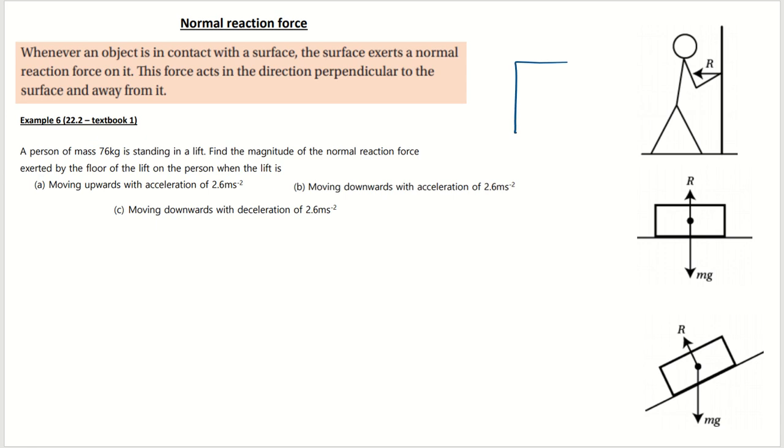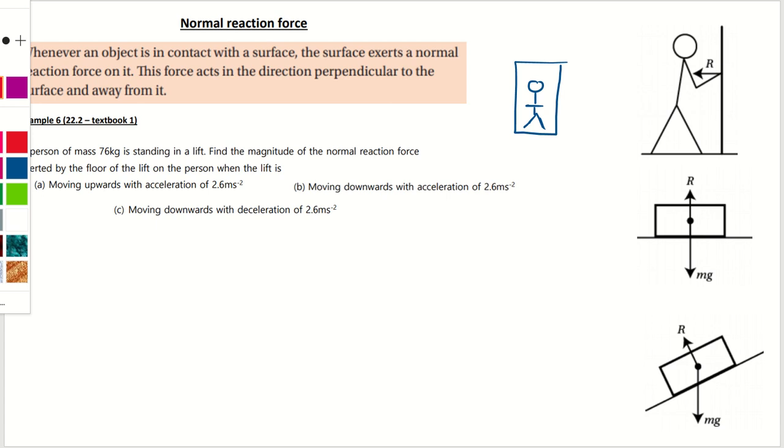So I've got a lift with a person in it, touching the ground maybe, and the person's got a mass of 76 kilograms. I can't really fit that in there, but that means they've got a weight of 76g. And it says find the magnitude of the normal reaction force exerted by the floor onto the person.